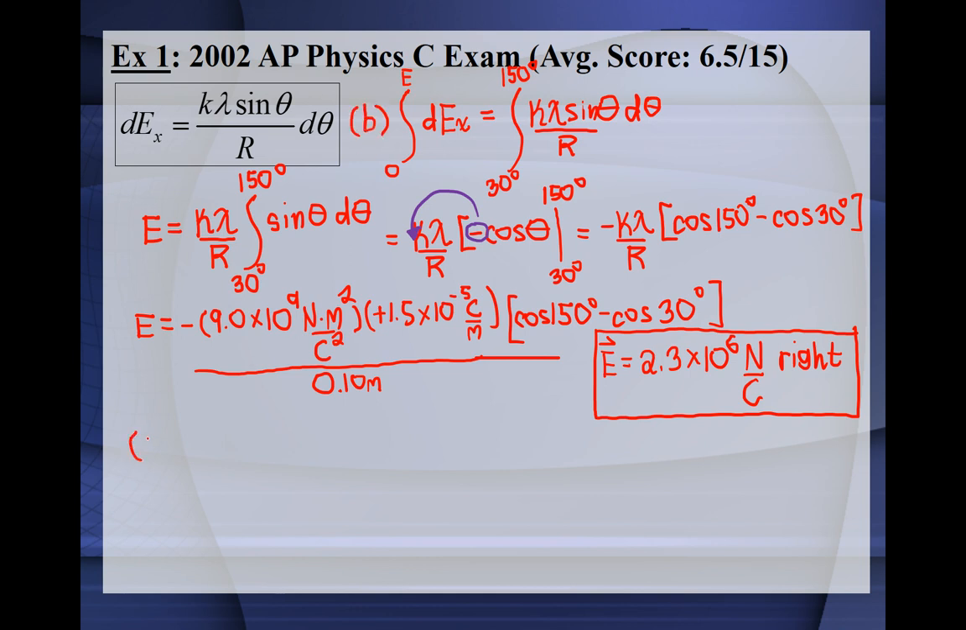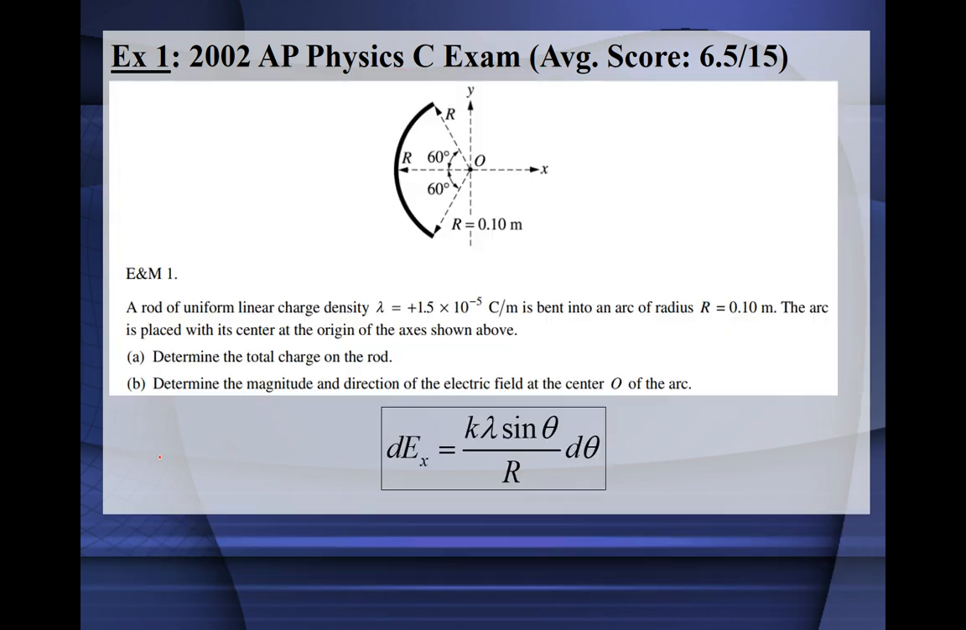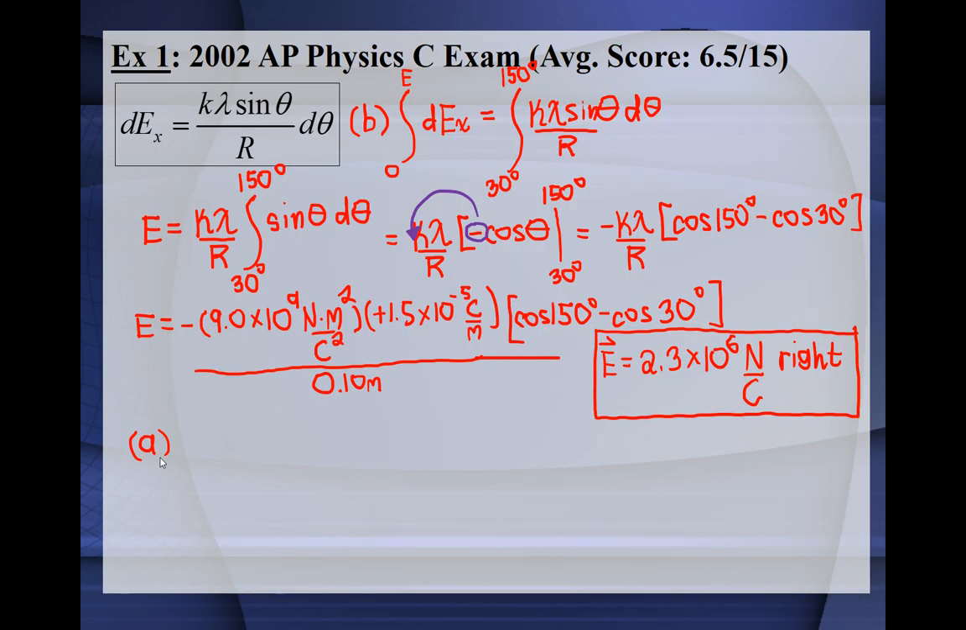Now, we skipped over part A. We'll come back to it now. So what part A wanted me to do is figure out what the total charge on the rod is. Okay, here's the idea behind this. If this was just a straight line of charge, your linear charge density would just be Q divided by capital L, where capital L is just the length of the wire or the rod, whatever we're looking at here.